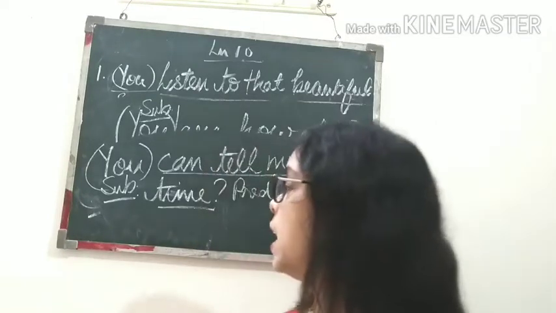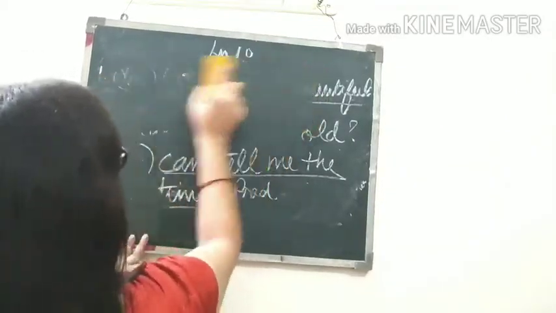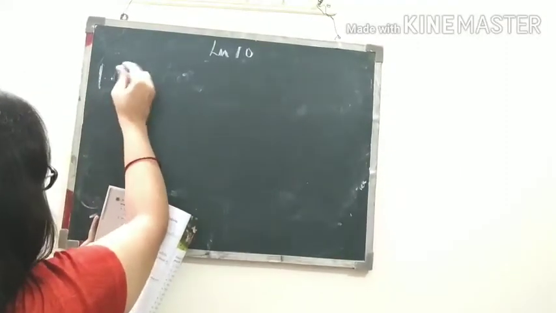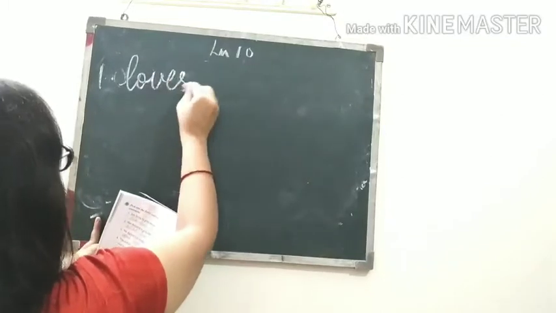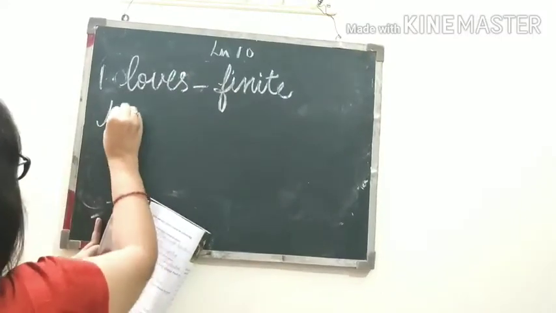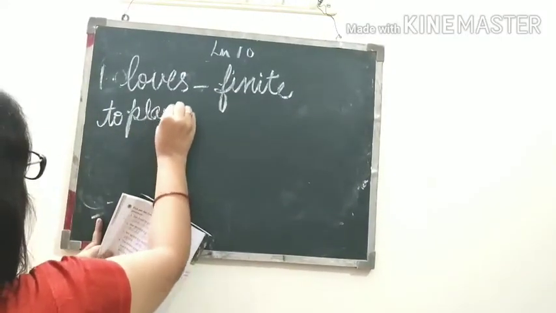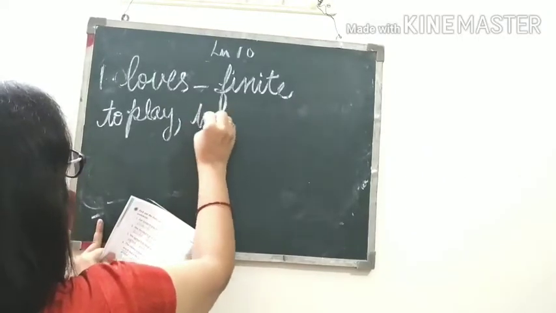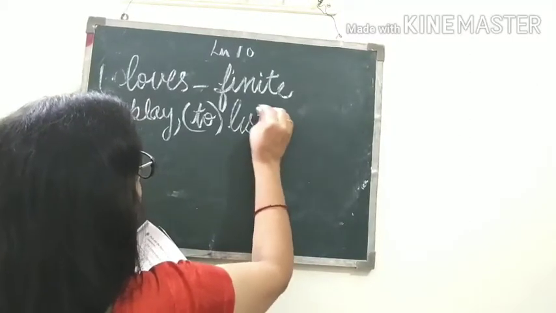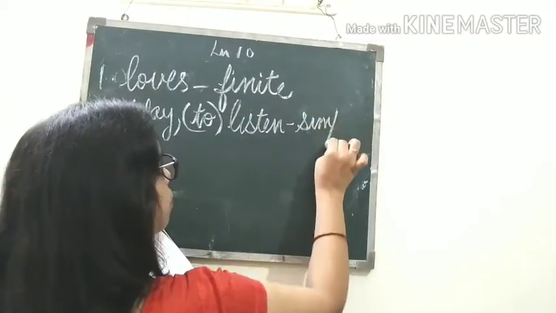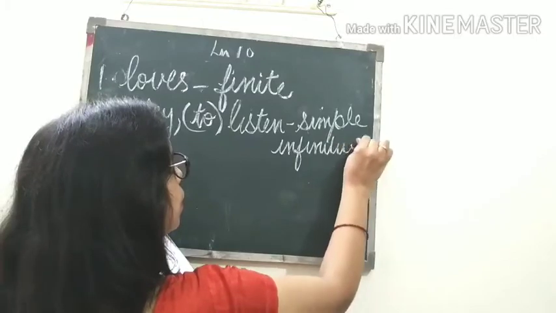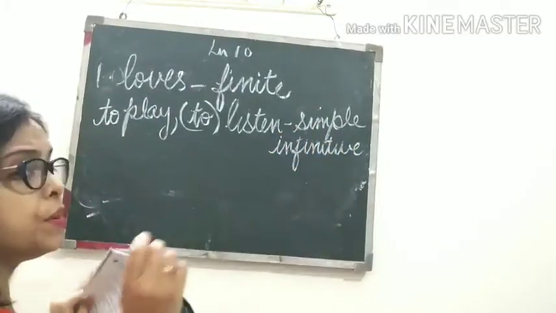So in the first sentence we see that, let me write here. Sentence: loves is finite, and to play, let's write it in bracket here, to listen is simple infinitive. Simple infinitive.